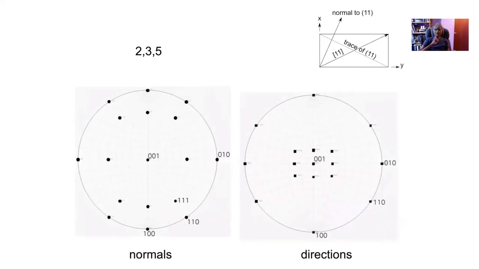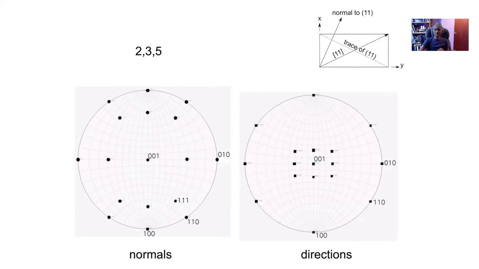Okay, now this is to show you that you need two stereographic projections, one for directions and one for plane normals. So these are the plane normals, and you can see that the 11 direction is not parallel to the 11 plane normal. So with anything other than cubic, you need to worry about these things.